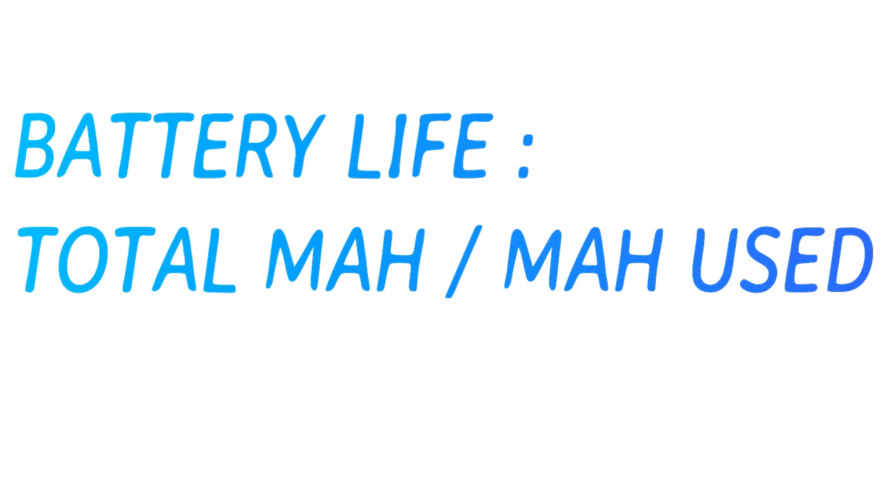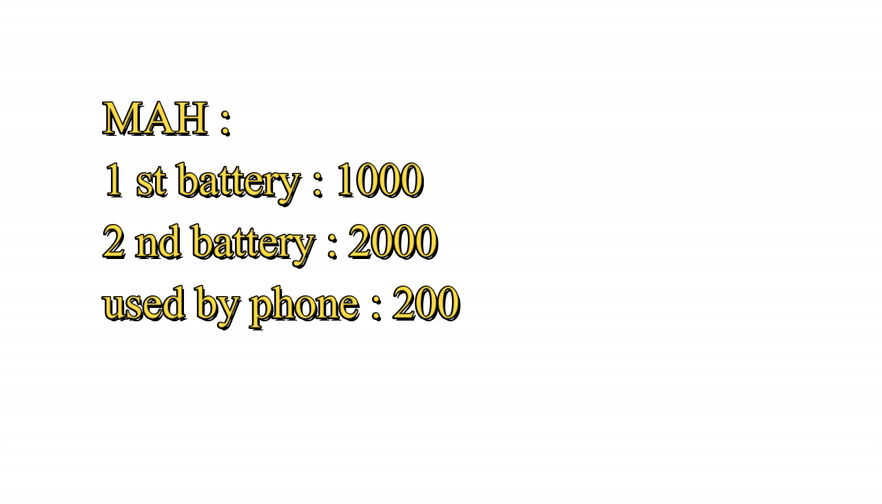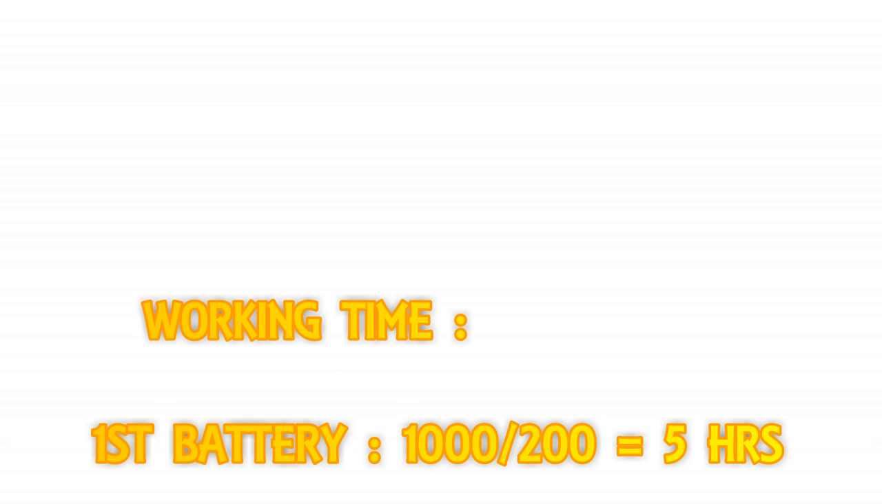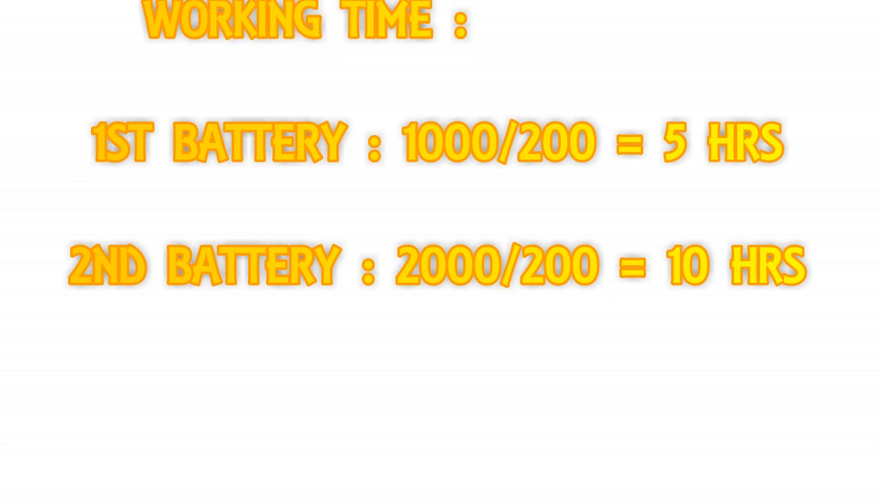For example, imagine that you have two batteries for your cell phone, one with a capacity of 1000 mAh and one with a capacity of 2000 mAh, and that your phone requires a current of 200 mAh to function. The first battery would power the phone for 5 hours, as 1000 divided by 200 equals 5. However, the second battery would power the phone for 10 hours, as it has double the capacity of the first.